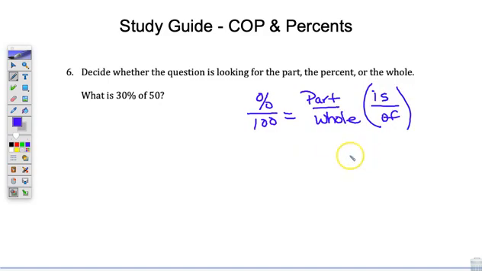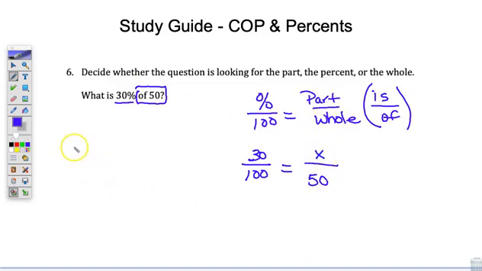So if I look over here, it definitely gives me the percent, so I know I'm not looking for that, and I know also where it goes. Of 50. When I see the word of, that's talking about the whole, so I know 50 is going in the denominator, so I must be looking for the part.